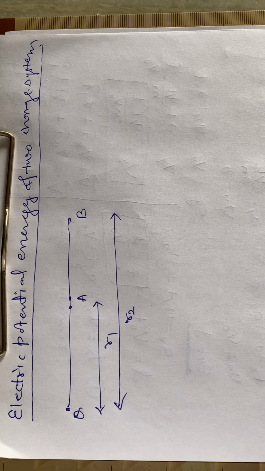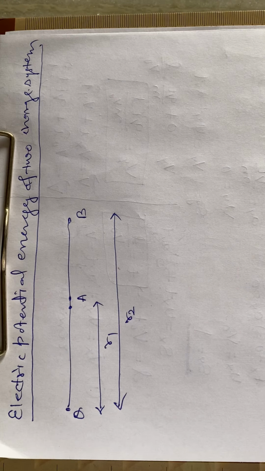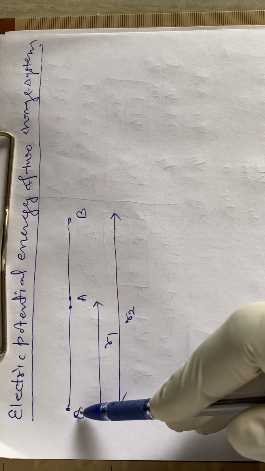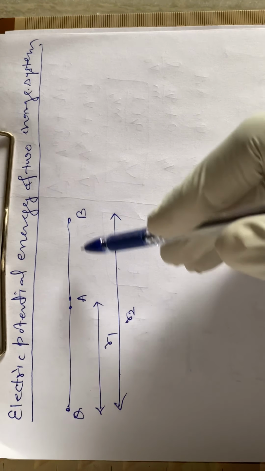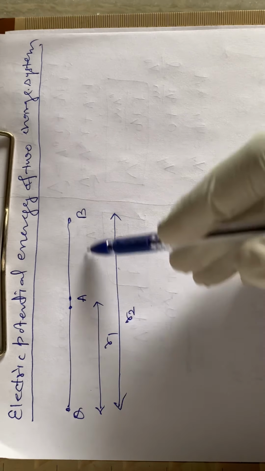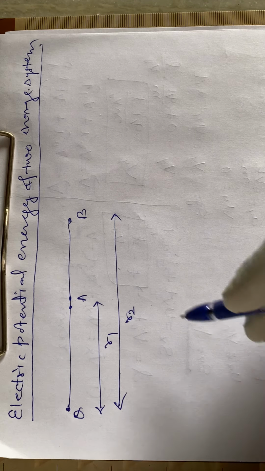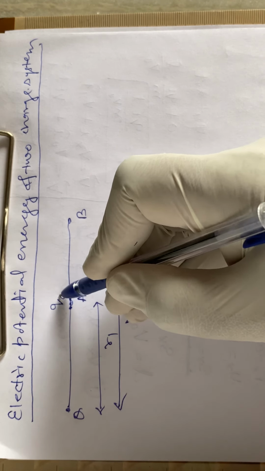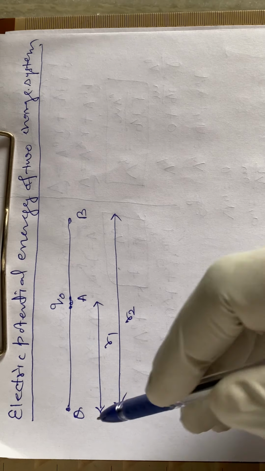In this video, I'm going to discuss the electric potential energy of a two-charge system. In this system, let us say there is a point charge Q fixed at this position. There is a point A at distance R1 from the charge Q and a point B at distance R2 from the point charge Q. Now, let us take another point test charge Q naught.